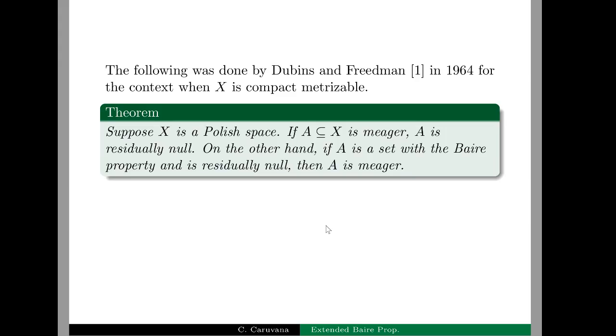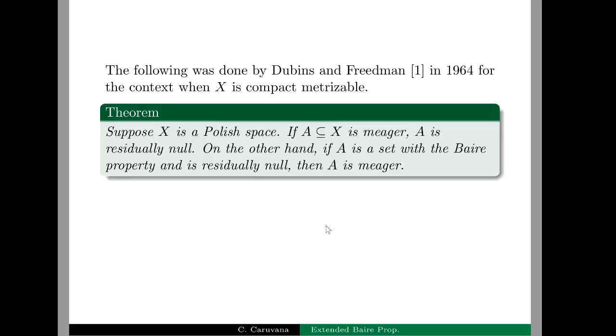So in 1964, Dubins and Freedman showed that, well, they didn't isolate this notion, but they do talk about the notion itself, although they didn't study it in isolation. They did it for the compact metrizable case, which is slightly simpler, but it's true in general Polish spaces. All meager sets are residually null.